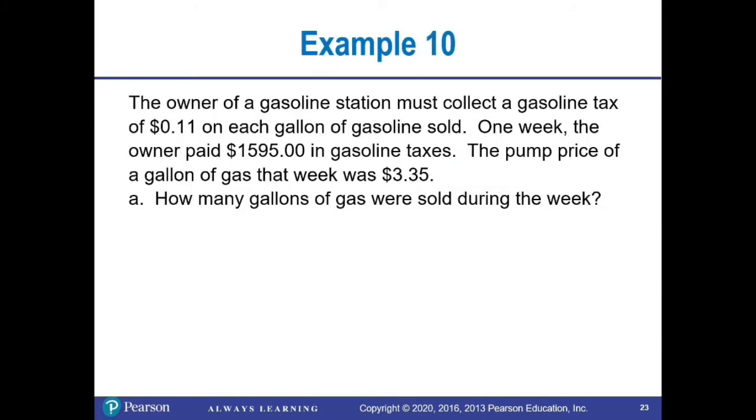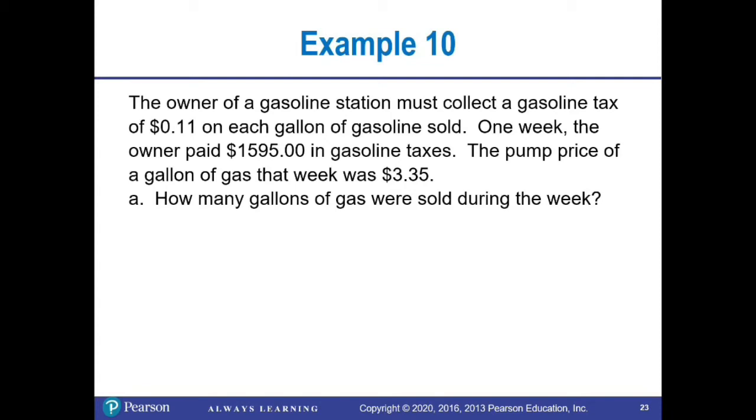Look at example 10. The owner of a gas station must collect a gasoline tax of 11 cents on each gallon of gasoline that is sold. In 1 week, the owner paid $1,595 in gasoline taxes, and the pump price that week was $3.35. Part A asks us how many gallons of gas were sold during the week.